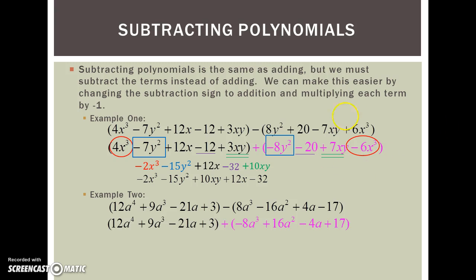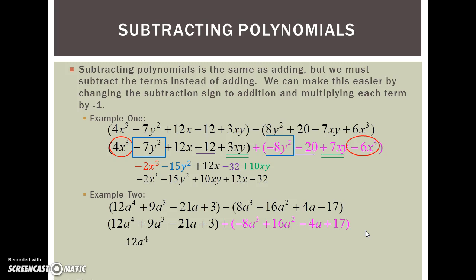In the second example, we're going to do the same thing. We're going to change the subtraction to addition and distribute, or multiply, everything by negative 1. So we get negative 8a to the third. Negative times a negative gives us positive 16a squared. Then we get negative 4a, and then again positive 17.